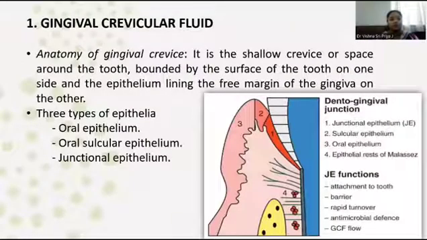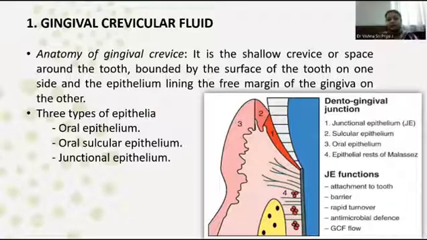Coming to the gingival crevicular fluid, the anatomy of the gingival crevice is a shallow crevice or space around the teeth, which is bounded by the surface of the tooth on one side and the epithelium lining the free margin of the gingiva on the other side. The three important types of epithelium found here are the oral epithelium, oral sulcular epithelium, and the junctional epithelium.